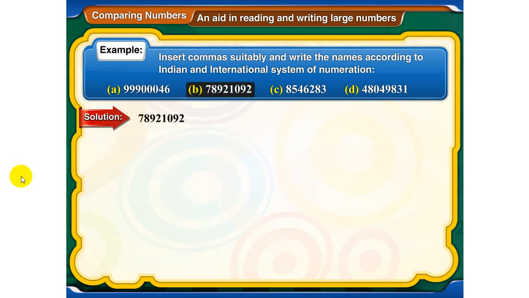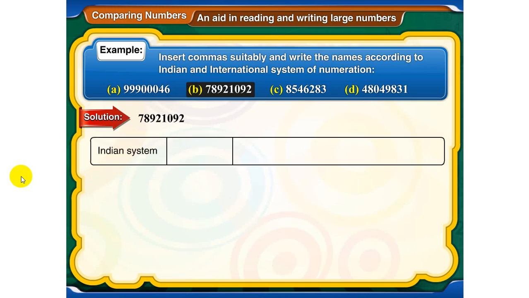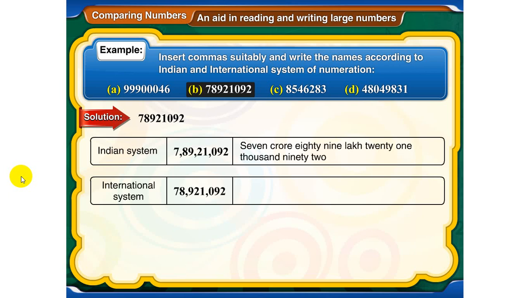B. 7 crore 89 lakh 21,092. Insert commas in Indian and international system as follows. In Indian system, this number is read as 7 crore 89 lakh 21,092, and in international system it is read as 78,921,092.